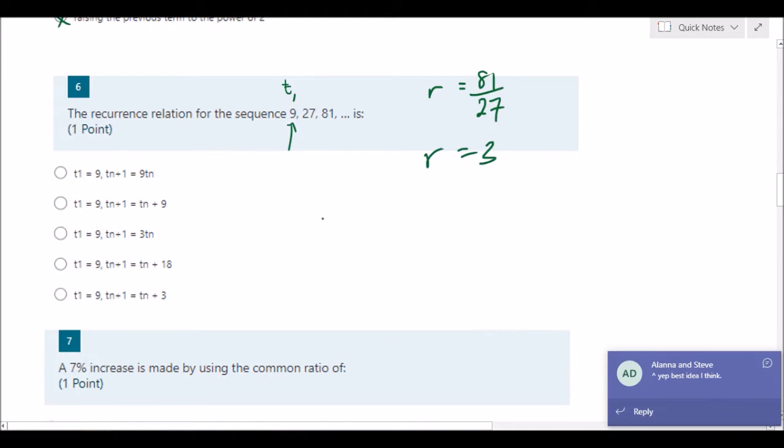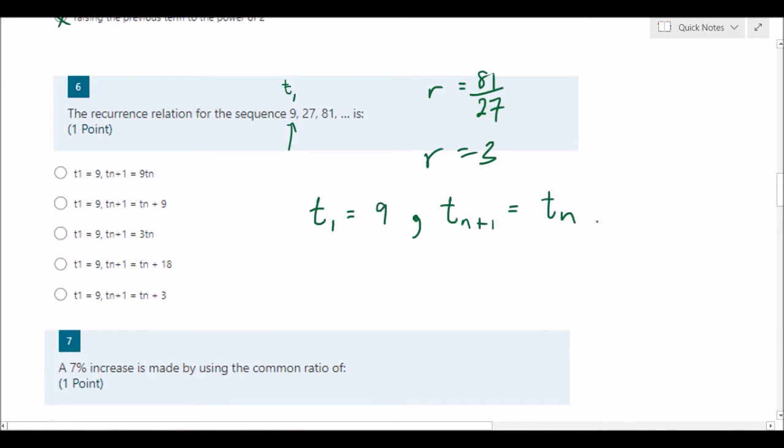So my recurrence relation should be T1 equals 9, and then Tn plus 1 is equal to Tn times 3. Again, it's a common ratio type question, yeah? And I recognize that because it's not going up by the same amount, it's multiplying by the same amount. And the ratio in this case is 3.